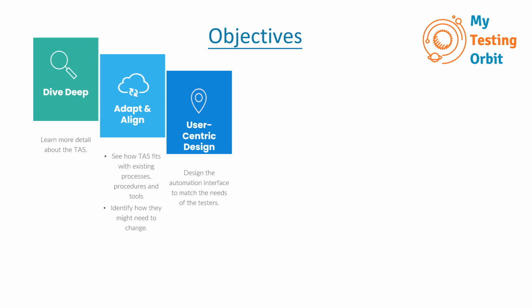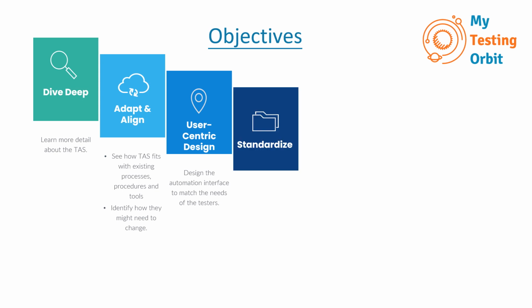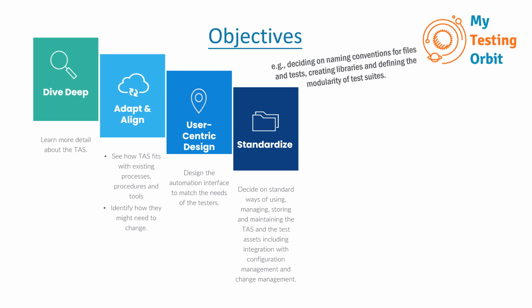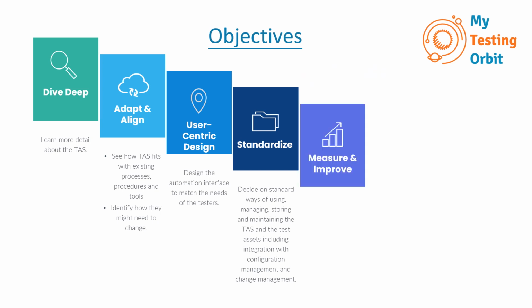User-centric design. Design the automation interface to match the needs of the testers. Then we have standardize. Decide on standard ways of using, managing, storing, and maintaining the TAS and the test assets, including integration with configuration management and change management. For example, deciding on naming conventions for files and tests, creating libraries, and defining the modularity of test suites.